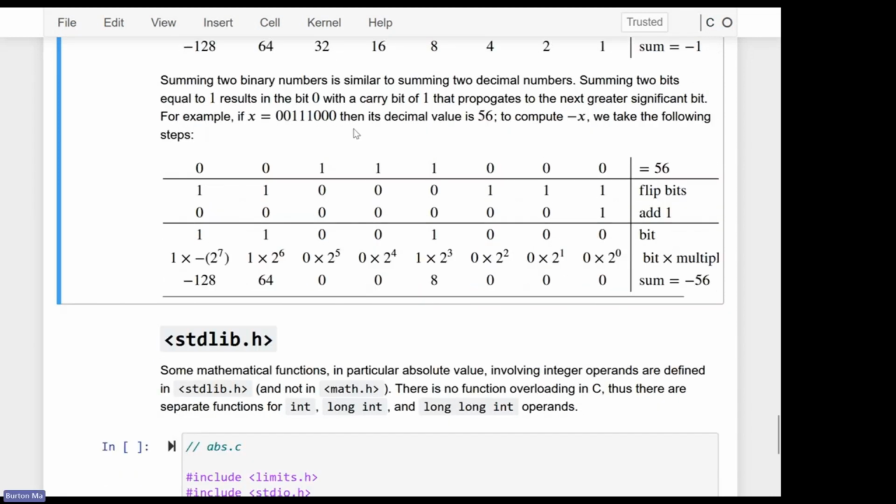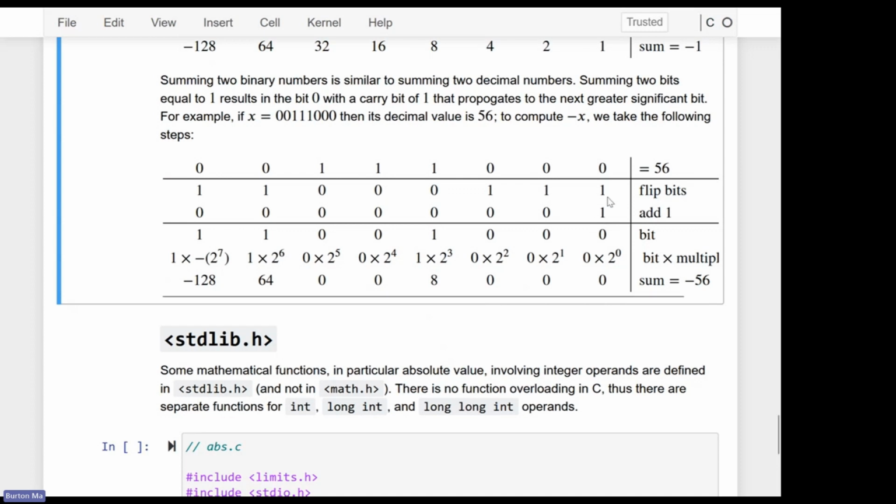Suppose I have the value 56. So that's 0, 0, 1, 1, 1, 0, 0, 0. I would like to compute minus 56. Step 1, flip all the bits. So 0s become 1s and 1s become 0s. Add 1, so add all 0s and a 1. Use the long addition algorithm that you learned way back in grade school.